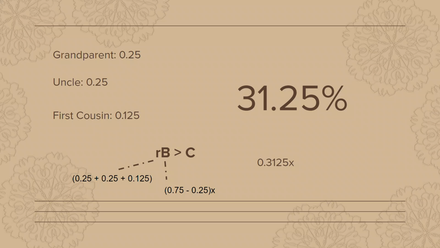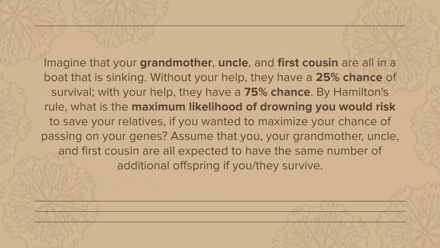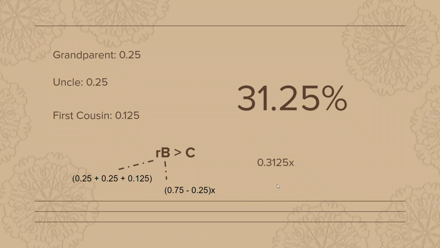So, where am I going with this? Where I'm going with this is that we have r. And as we know, B is going to be the net gain. In other words, we go from a 25% chance of survival without your help to a 75% chance with your help. That's a net benefit of 0.5, or in other words, 50%. Now, it doesn't matter that we don't know how many offspring they're going to produce because it's irrelevant. We can just divide x from both sides.